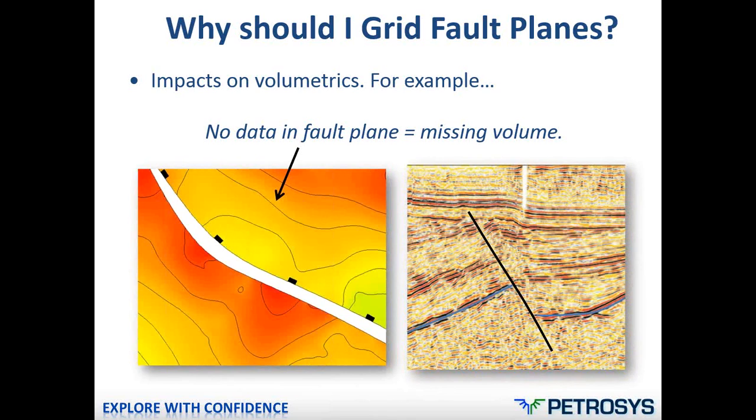So if I leave the fault planes blank, I have areas with missing data, like over here within this fault polygon. And this means missing volume, as the software cannot calculate the volume under the fault plane. So this chunk of volume will be missing. If you're calculating volume in heavily faulted structures, where faults constitute a higher percentage of the area, the volume will be largely underestimated. So it is very important that you grid the fault planes in order to capture the volumes.